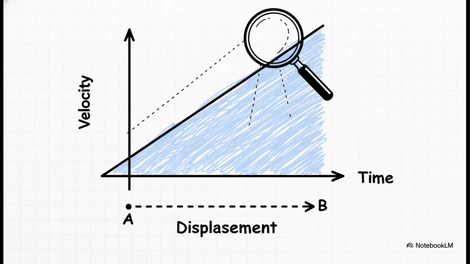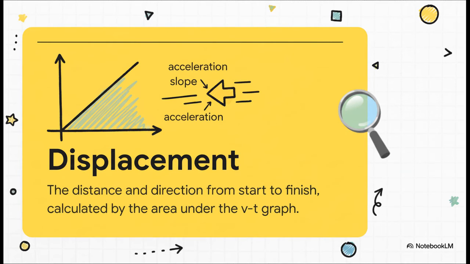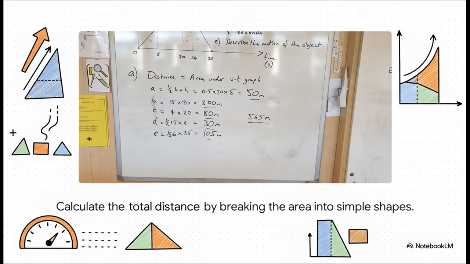All right, get ready for superpower number 2. And honestly, this one might be even more amazing. So, if the slope is all about acceleration, what about the area underneath the line? What does that tell us? Well, it reveals the displacement. And displacement is just a fancy word for the object's total change in position. Basically, how far it's gone from its starting point and in what direction. And to find it, you just have to calculate the total area squished between the graph's line and the bottom time axis. That's it.